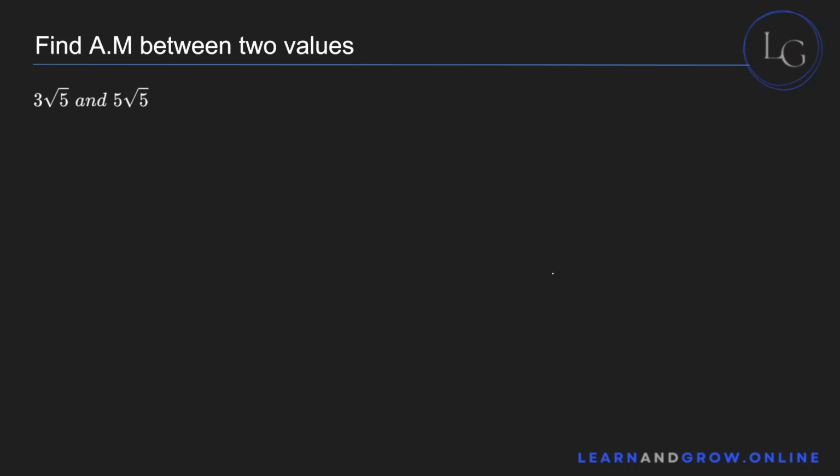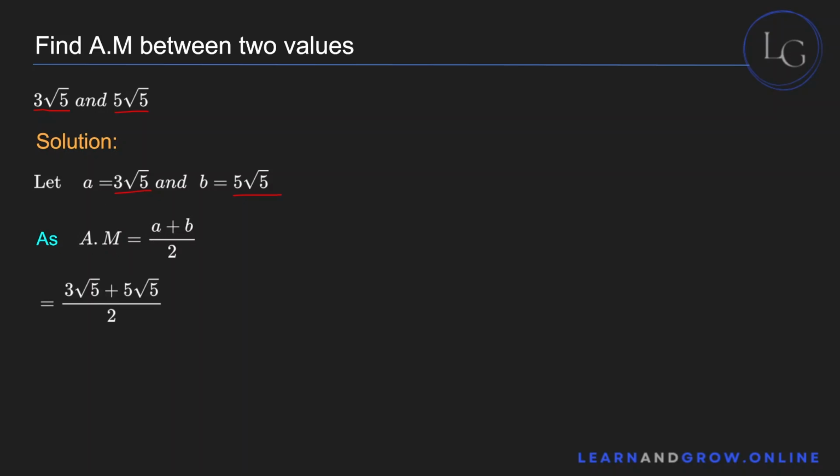Now, let's find the arithmetic mean between two values. So we have 3 into under root 5 and 5 into under root 5. We have to find the arithmetic mean between these two values. So we let a be 3 into under root 5 and b is equal to 5 into under root 5. We remember this formula that the arithmetic mean is equal to a plus b over 2. We'll simply put in the values of a and b, and when you do that, this is what you get. So the arithmetic mean between 3 into under root 5 and 5 into under root 5 is 4 into under root 5.